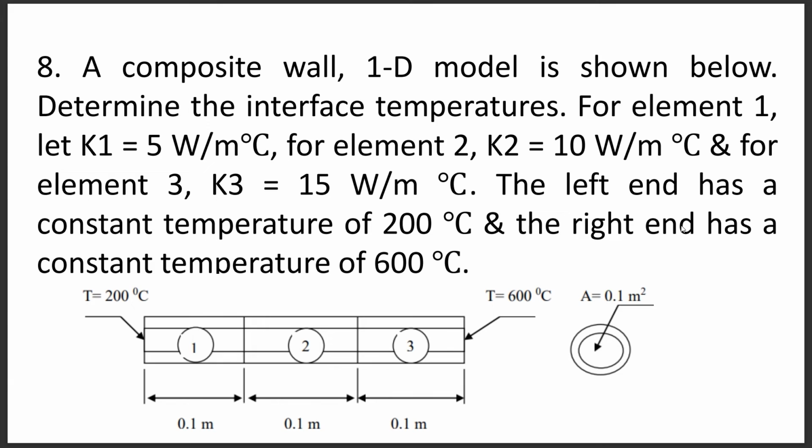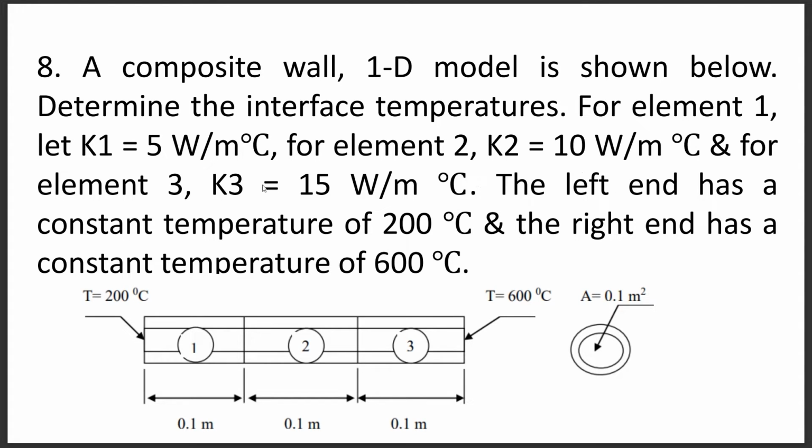Hello viewers, this problem is about a composite slab where the starting and finishing temperature of the walls are provided, and in between we have different materials of different thermal conductivities. Our task will be to find out the interface temperatures, right? Okay, so let us see the statement of the problem. A composite wall model is shown below and we need to determine the interface temperatures.